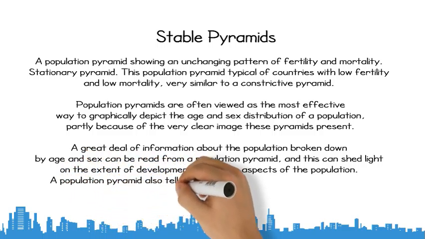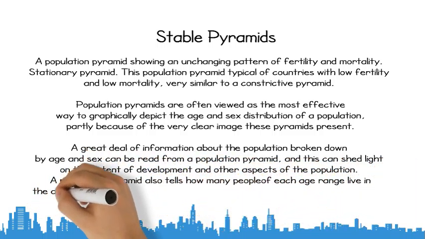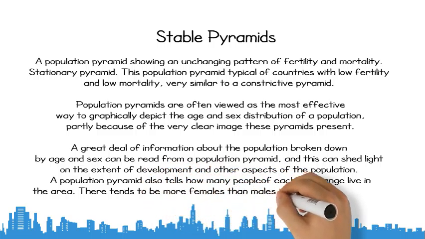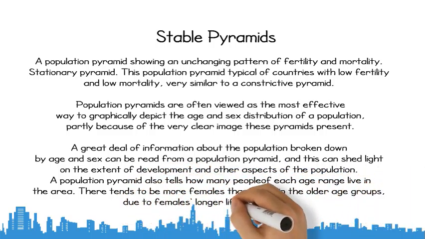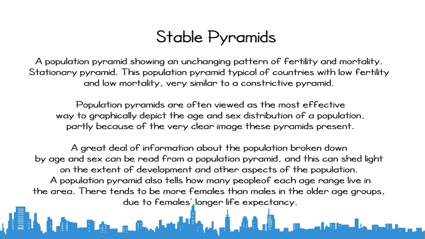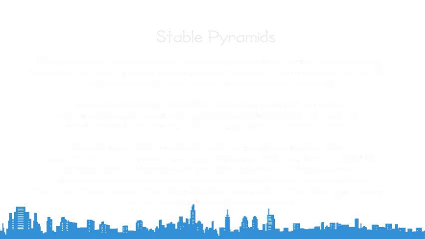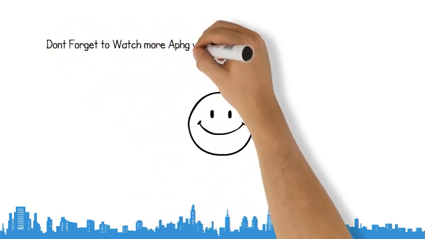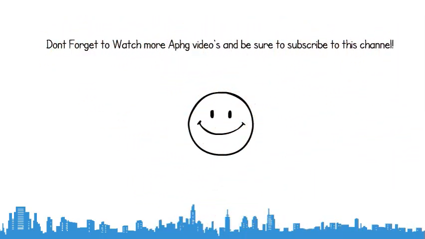Population pyramids are often viewed as the most effective way to graphically depict the age and sex distribution of a population, partly because of the very clear image these pyramids present. A great deal of information about the population broken down by age and sex can be read from the population pyramid, and this can shed light on the extent of development and other aspects of the population.